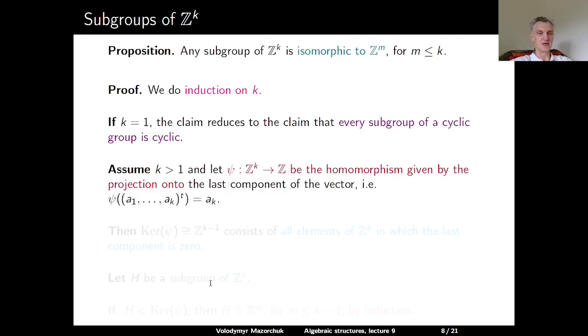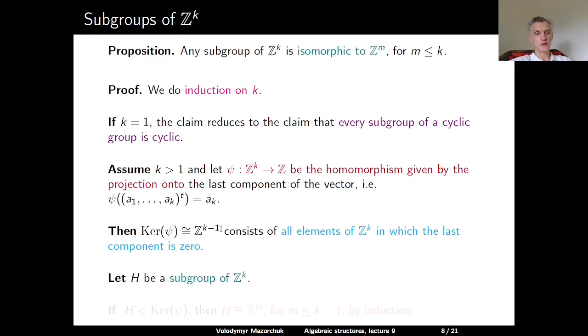So now assume that k is greater than 1, and let psi from Z^k to Z be the homomorphism given by projection onto the last component of the vector. So if you take an element (a_1, ..., a_k) from Z^k, psi sends this element to the last component a_k. That's of course a group homomorphism. The kernel of psi consists of all elements of Z^k in which the last component is 0. And of course this kernel then is isomorphic to Z^(k-1).